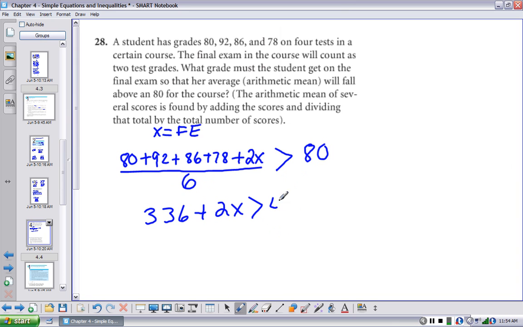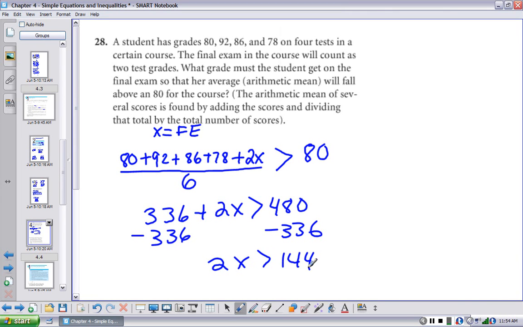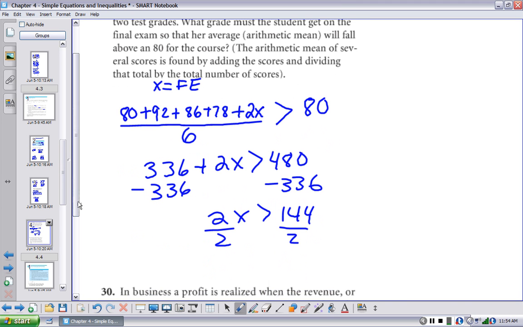8 times 6 is 48, so 80 times 6 is 480. Then I subtract my 336 from both sides. So 2x is bigger than 144. Divide by 2. x is bigger than 72. So in order for her average to be above 80, her final exam score needs to be above 72.